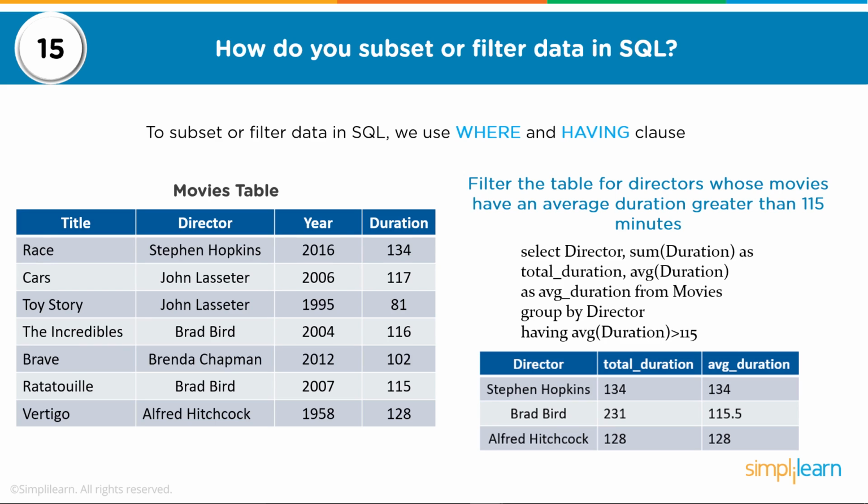So again, what are we going to return? We're going to return whatever we put in our select, which in this case is director. We're going to have total duration, and that's going to be the sum of the duration. We're going to have the average duration, average_duration, which is going to be the average duration on there. And then we, of course, go ahead and group by director. And we want to make sure we group them by anyone that has an average duration greater than 115.